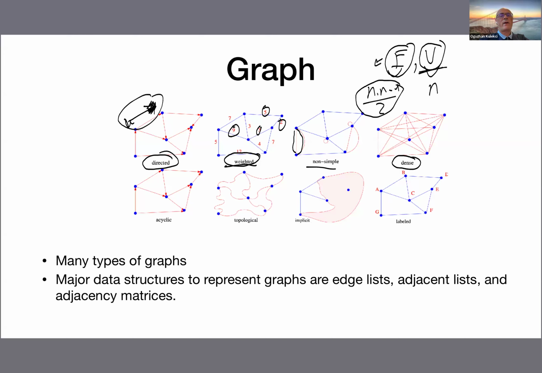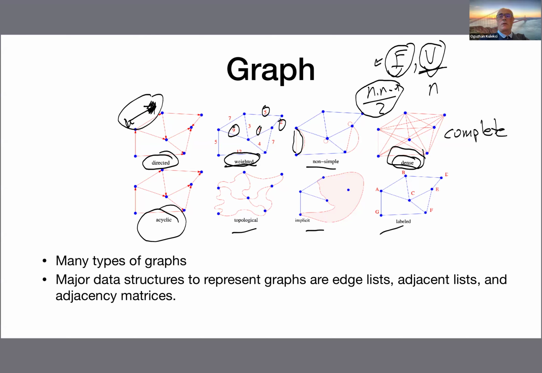If the number of edges is a lot heavier than the number of vertices, we call this a dense graph. If all vertices are connected to all others, that means a complete graph. If there are no cycles in a graph, we call this an acyclic graph, and there are some other types of those graphs, okay?